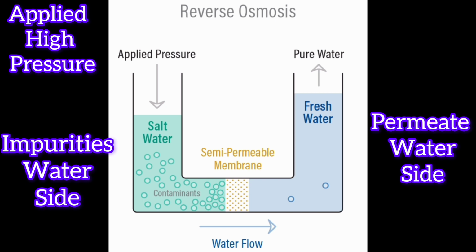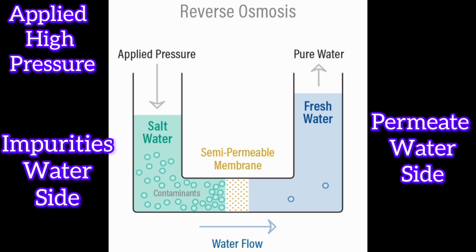You can see the video or picture on the screen. There are salt molecules on the pressurized side, with the impure water. In the middle is the semi-permeable membrane, and on the other side is the permeate water, or fresh water, and the water flows to the right side. Here, high pressure is needed to pressurize the high concentration water side. When the high concentration side is pressurized, the water is permitted to go to the permeate side.